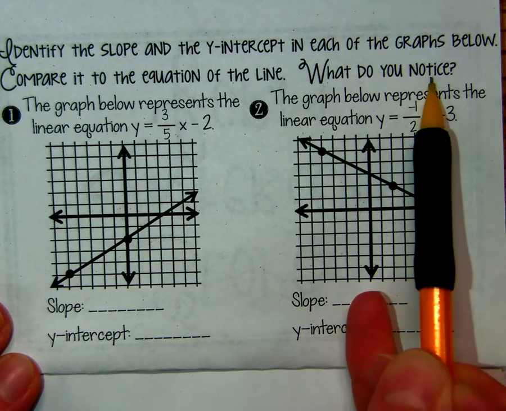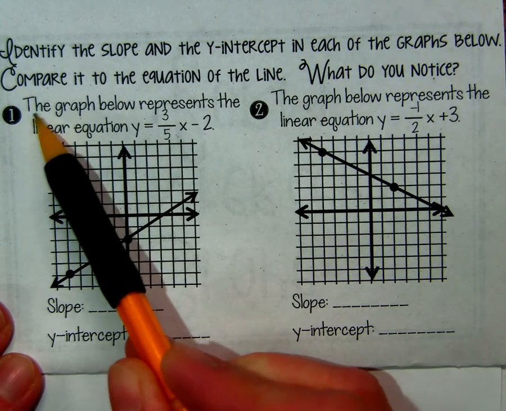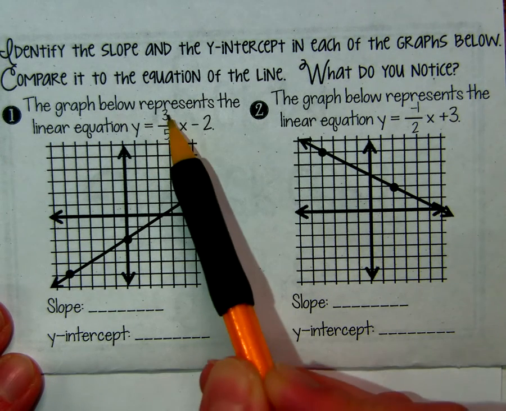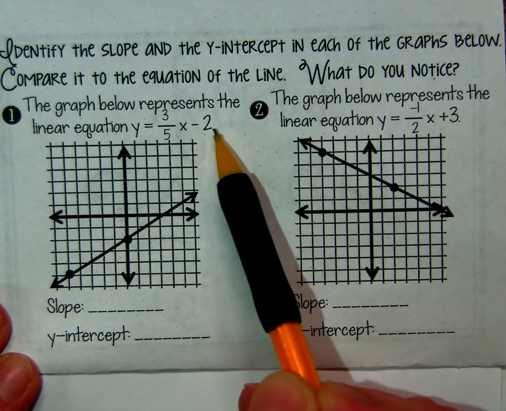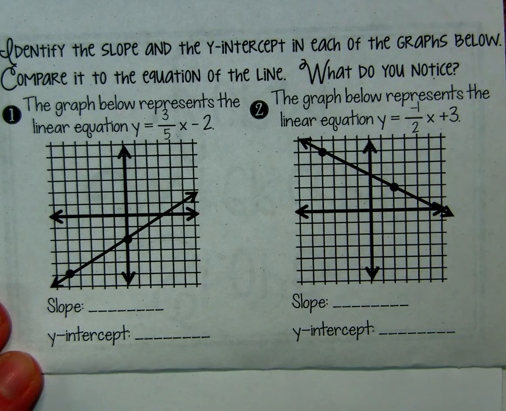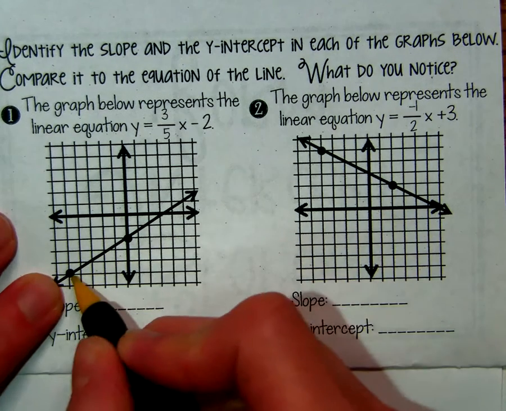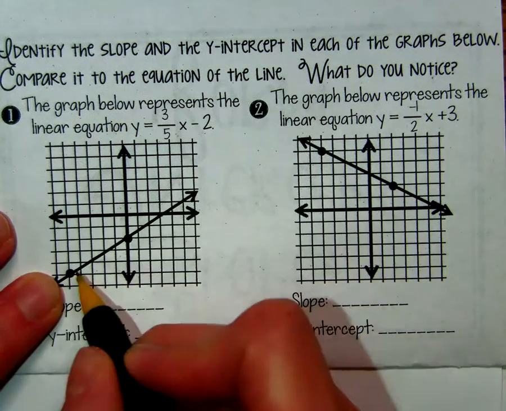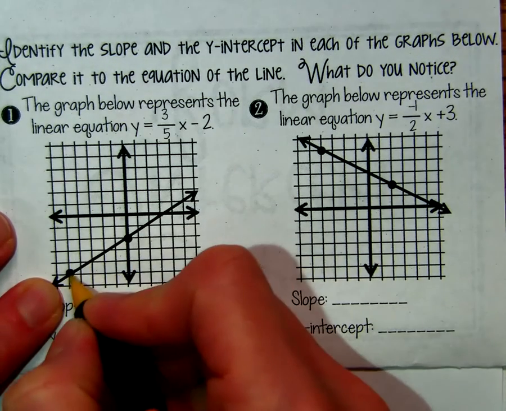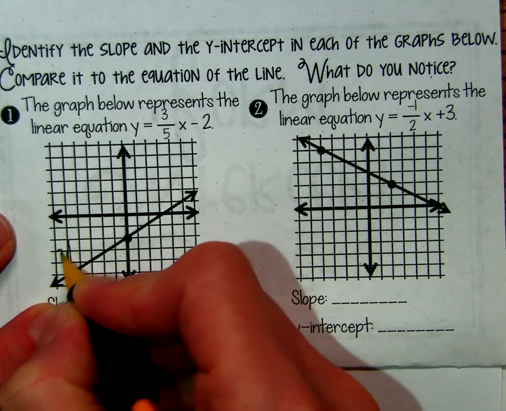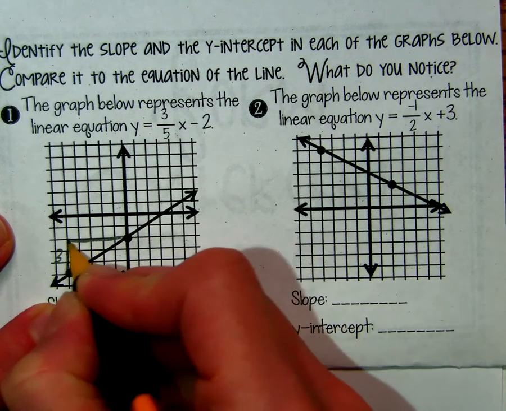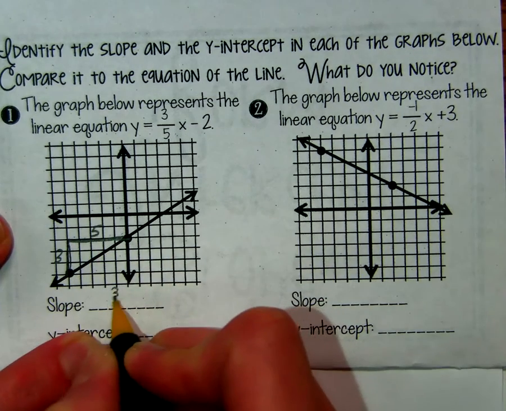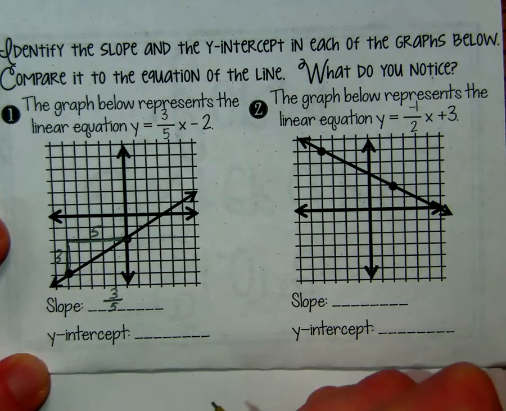What do you notice? So on number 1, it says the graph below represents the linear equation y equals 3/5 x minus 2. So we know how to do slope. There's a couple of points marked here for us. Let's go ahead and do that. So going from this point to this point, my rise is 3, and my run is 1, 2, 3, 4, 5. So my slope is 3/5.